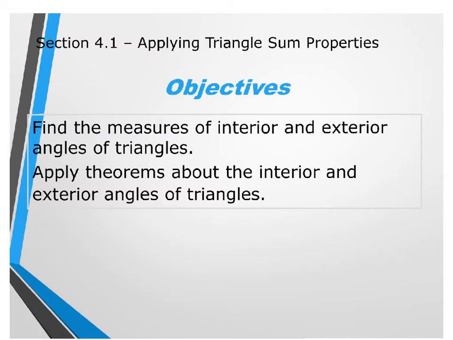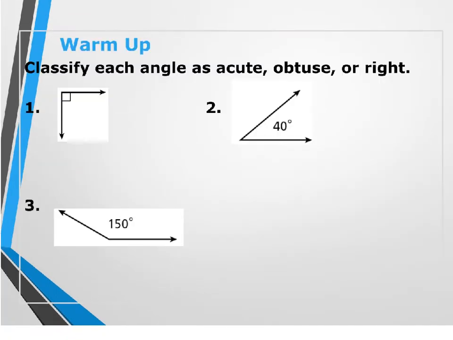But before we get into proving triangles congruent, we have to learn a little bit about the triangles we are looking at. So we're going to be finding angle measurements inside these triangles, and also outside, so we have interior and exterior angles. And then we're going to be applying theorems about these interior and exterior angles of our triangles. So let's go on.